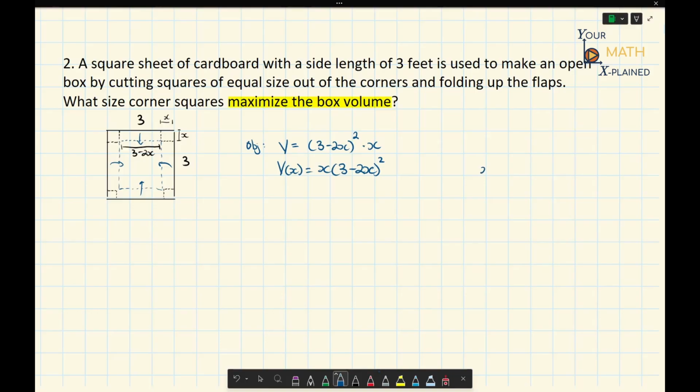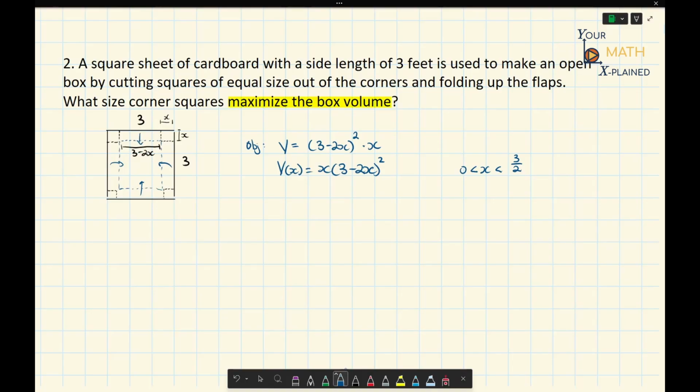So here, x has to be greater than 0 because we had to cut out something in order to fold the sides up to make a box. But x has to also be less than 3/2, because if x was 3/2, that would be half the side length, which means we would end up cutting away the entire cardboard and we would not have a base left.